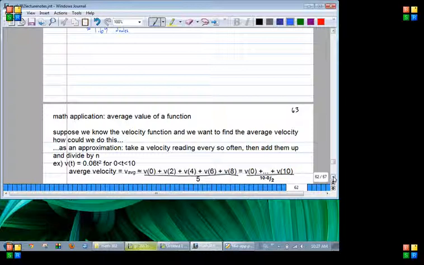We're going to make n approach infinity. We're going to take more and more observations, and eventually that becomes an integral. You're exactly right. So now to make sure that we set up the integral correctly, let's point out how we got this set up.